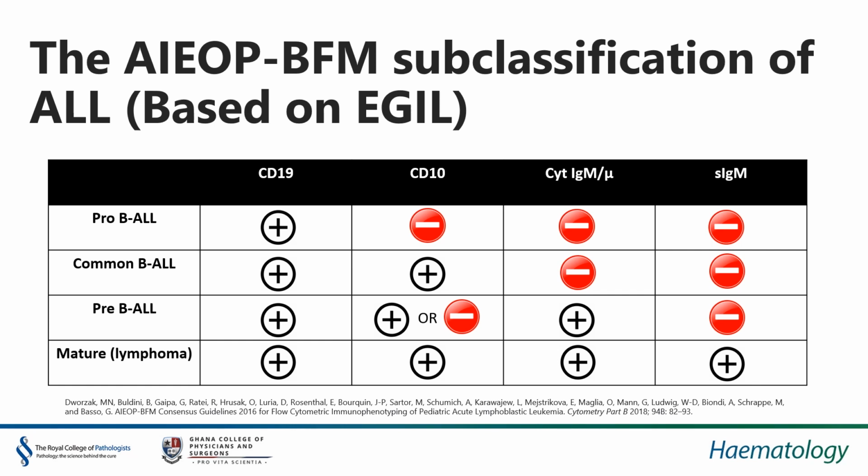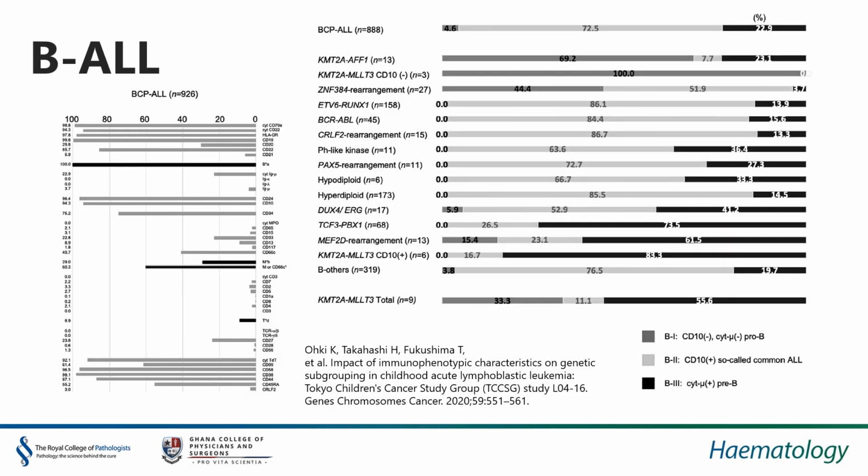This is a much more recent publication which has looked at the impact of immunophenotyping on the subclassification of B-ALL based on the EGIL classification. For example, we know that those patients with a KMT2A, AFF1, the majority of patients will have a pro-B cell phenotype.